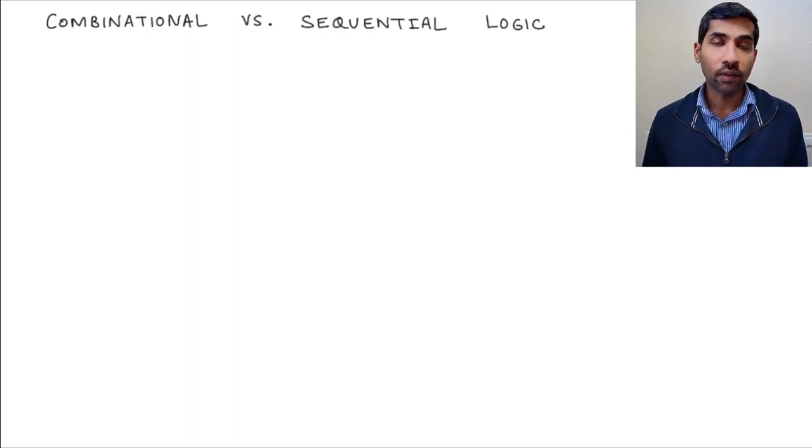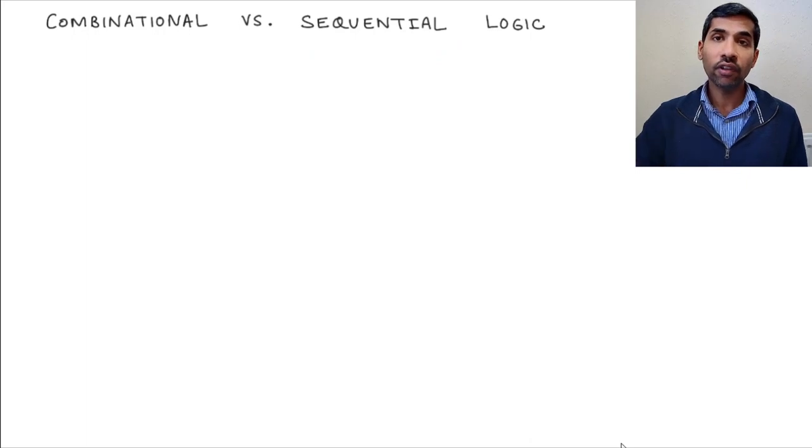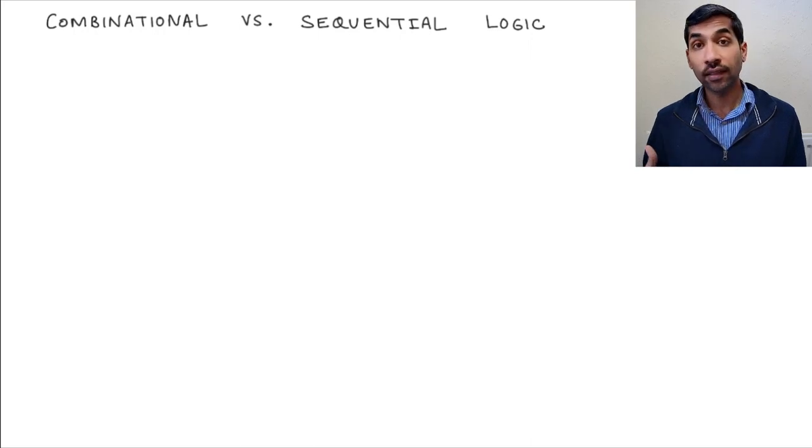In this week, we are going to look at a separate, different kind of digital logic. And this digital logic is called sequential logic. Okay, sequential logic, if you want to define it in very, very simple terms, are circuits which have memory in them. Okay, combinational logic is circuits that do not have a memory built into them.